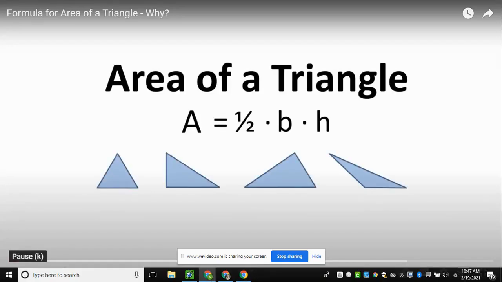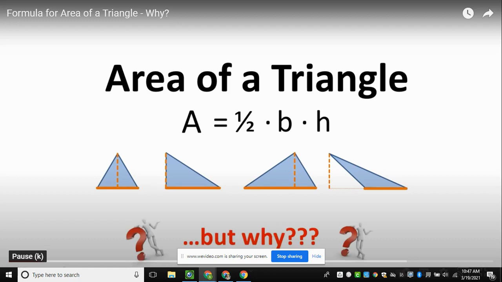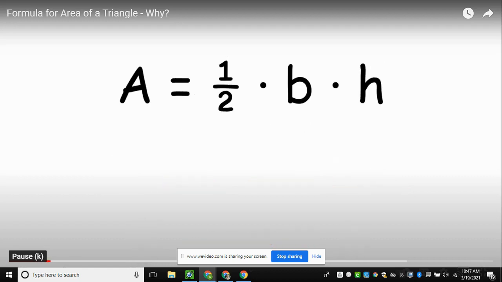Let's talk about the formula for finding the area of a triangle. Area equals 1/2 base times height. We could just plug the numbers into the formula and get an answer, but what does it mean? Where does that 1/2 come from? We'll get to that, but first, let's get rid of that half.